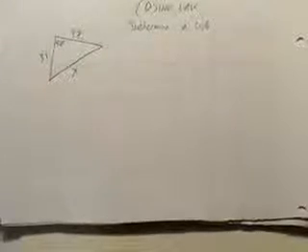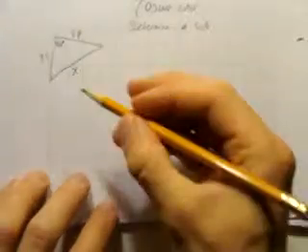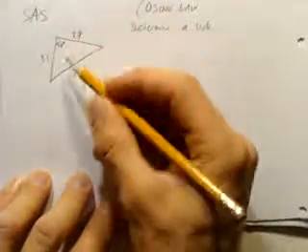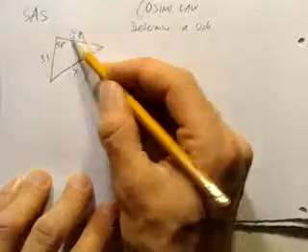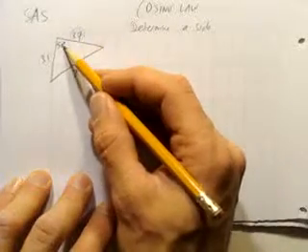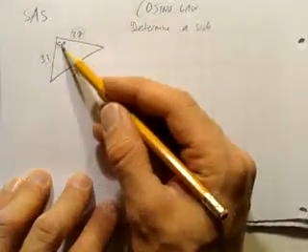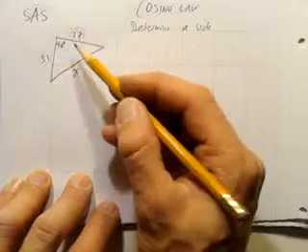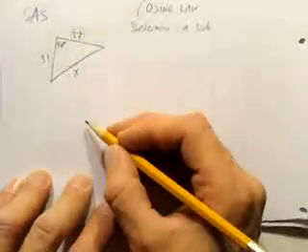Cosine law, determining a side. We know this is cosine law because we have the famous side, angle, side. That is a side, and the angle has to be between it. When you have that situation, side, and the angle's between the two sides, you know it's cosine law time.